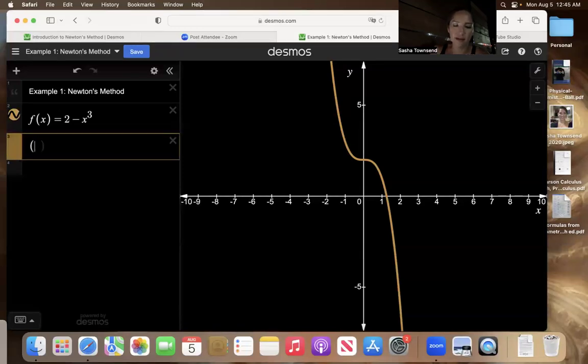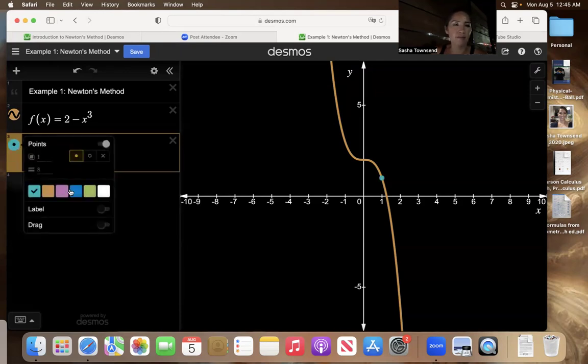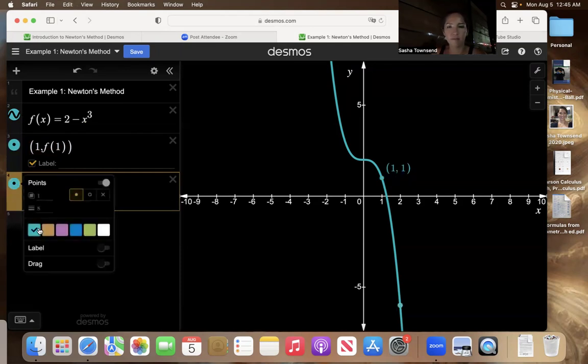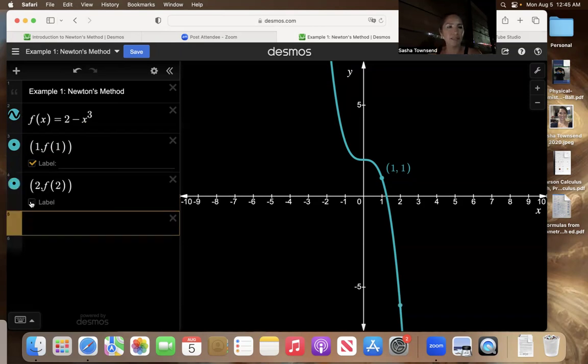So we said, let's evaluate f at 1 and plot the point. Actually, I want to use that color. I think it's prettier. And then we'll evaluate that function at 2 as well. And we see that the y values go from positive to negative. So we definitely have a 0 there. The function is differentiable and continuous. So by the intermediate value theorem, there is a 0 on this interval.